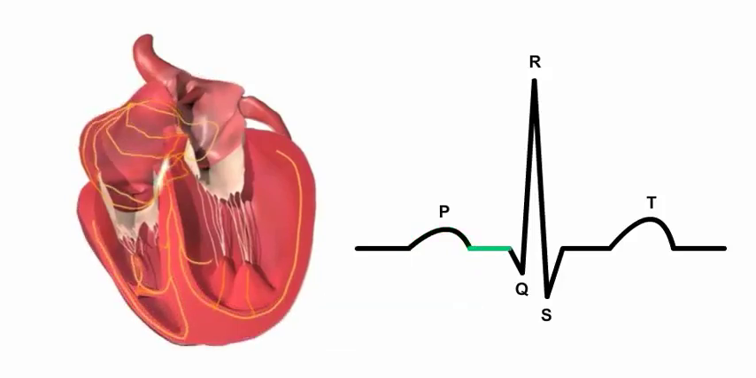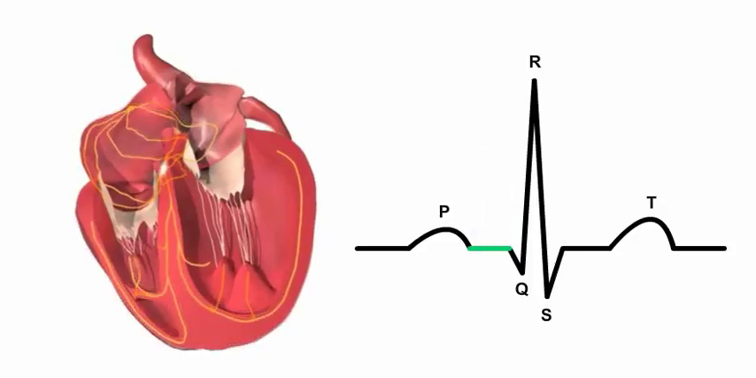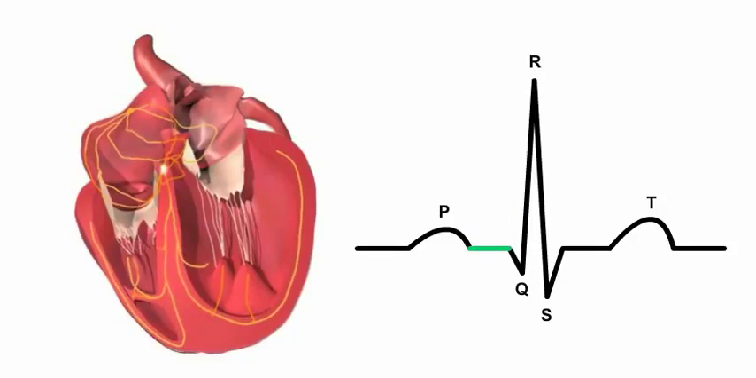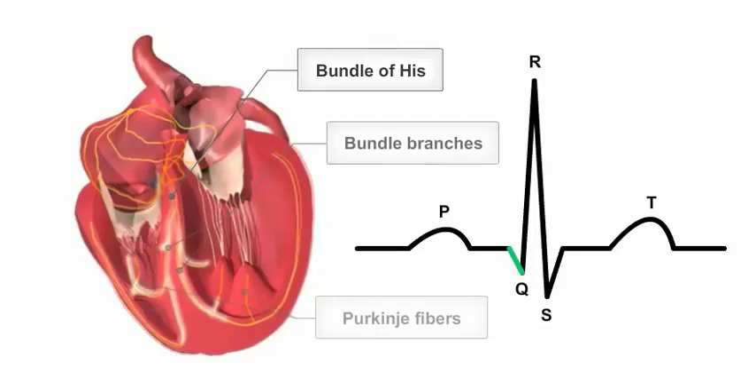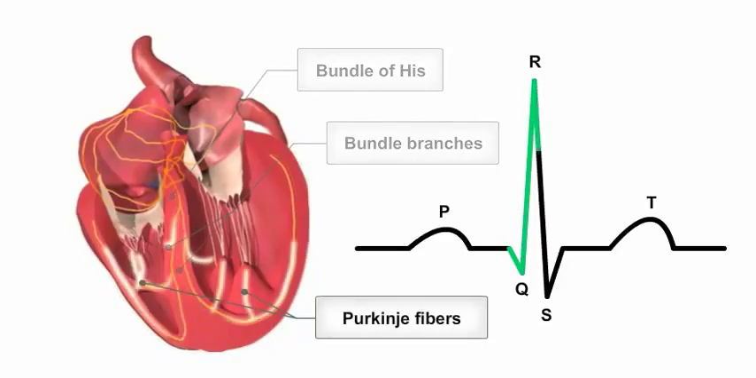The period of conduction that follows atrial systole and precedes the contraction of the ventricles is depicted on the ECG by the PR segment, a flat line following the P wave. When the signal leaves the atria, it enters the ventricles via the atrioventricular or AV node, located in the interatrial septum.